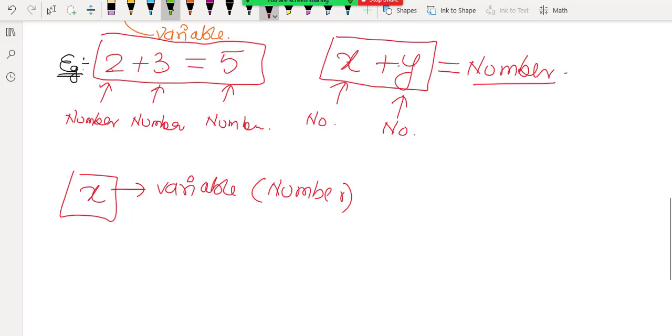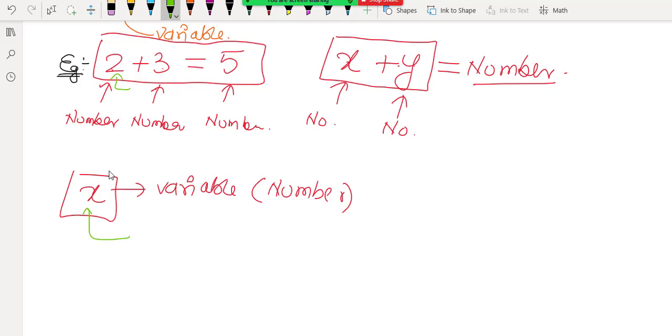It is very important that a variable is a number whose value is not known. Understood? But a constant is a number whose value is known. So these two are the major difference between constant and variable. In a constant, by simply watching, we can say what its value is, either 2, 3, minus 2, minus 1, minus 1 by 2, anything. But in the case of a variable, by simply watching, we cannot say the value of that number. Understood? Yes, sir. Okay, so we'll go to the next point.